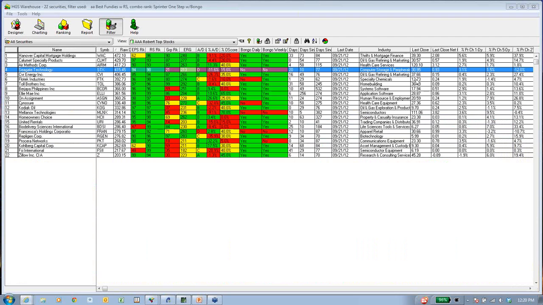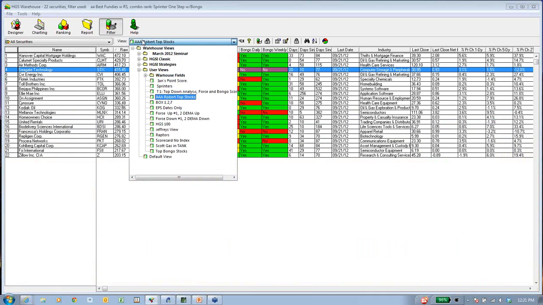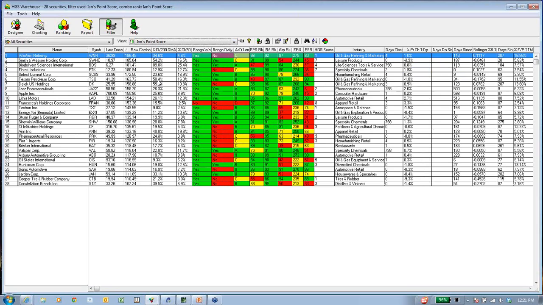So again, the point of this was not just to say a few words about stocks. As you develop your favorite views, you use these to find the top stocks based upon your specific requirements. And then another one that I like a lot is Ian's point score. And these are all built into the program.